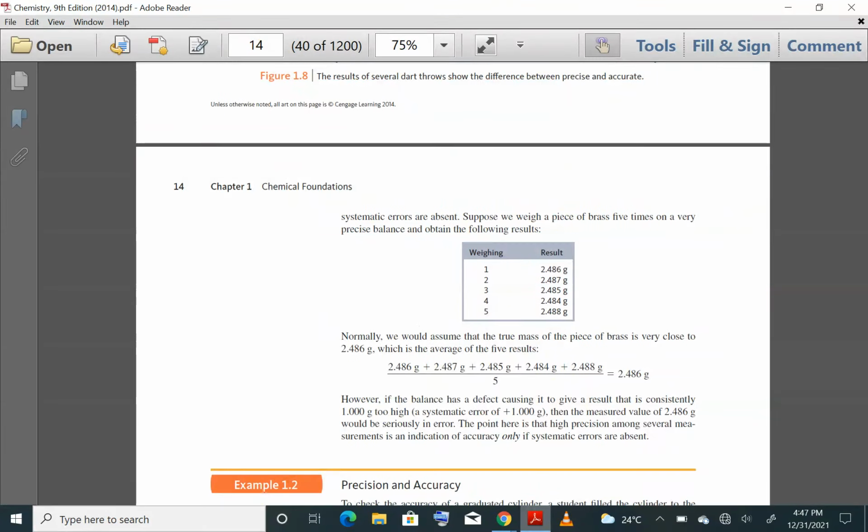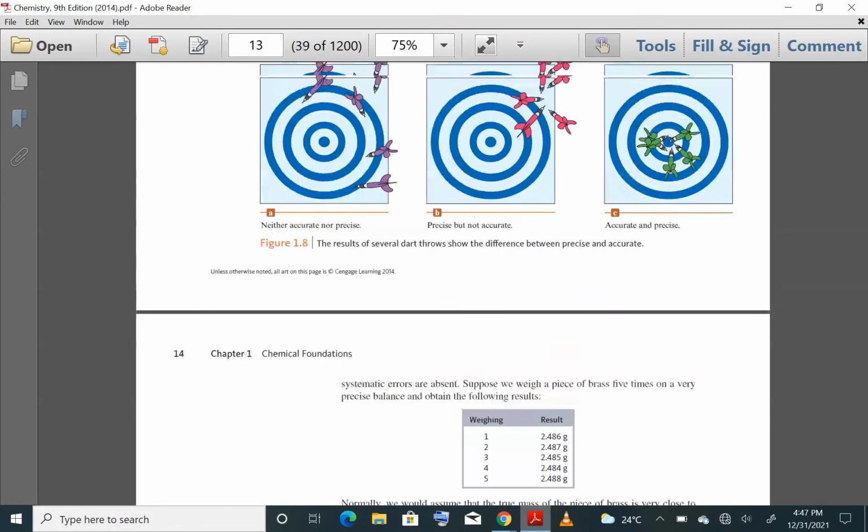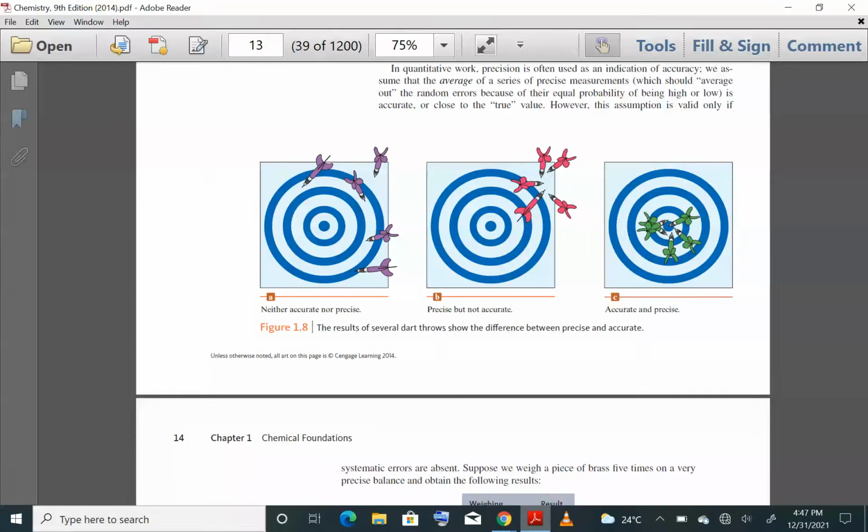So then how do we deal with these things? Because we know that precision and accuracy are very important. In quantitative work, precision is often used as an indication of accuracy. That's why we assume that the average of a series of precise measurements, which should average out the random errors because of their equal probability of being high and low, is accurate or close to the true value.